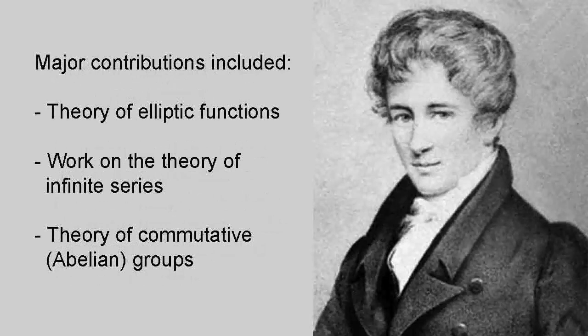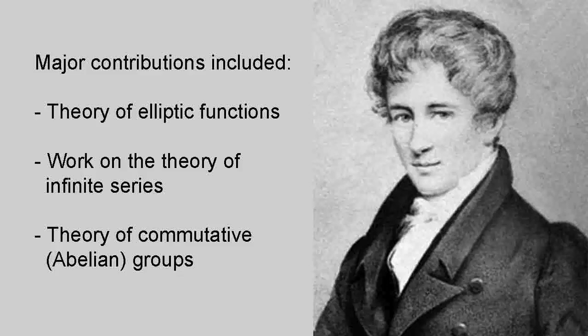Abel revolutionised the important area of elliptic integrals with his theory of elliptic functions. He contributed to the theory of infinite series, and he founded the theory of commutative groups, which are known today as Abelian groups. An Abelian group is one in which the result of multiplying one member of the group by another is independent of the order of multiplication. In other words, the product AB equals BA, where A and B are any 2 elements in the group.